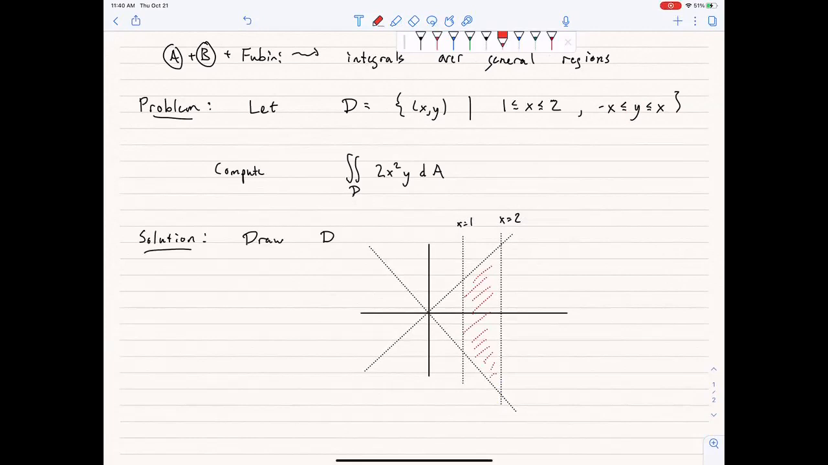Now, this is not a rectangle, as I said. So what do we do with it? Well, what we can do is we can make a rectangle. So I can make a rectangle like this. Just start up here. Hopefully we'll, okay. And make a rectangle here. Okay.